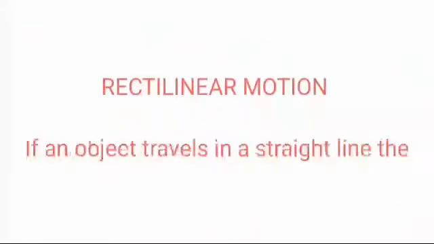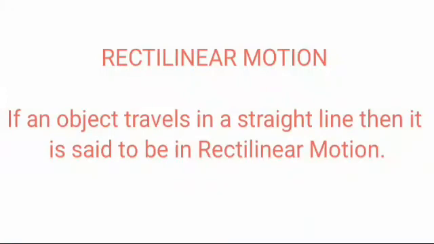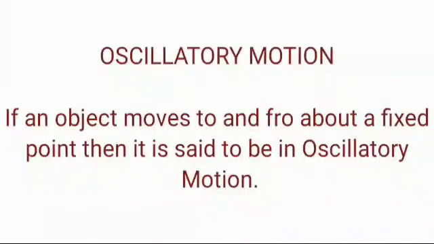Rectilinear motion. If an object travels in a straight line, then it is said to be in rectilinear motion. Number 2, oscillatory motion. If an object moves to and fro about a fixed point, then it is said to be in oscillatory motion. Example, motion of a simple pendulum.